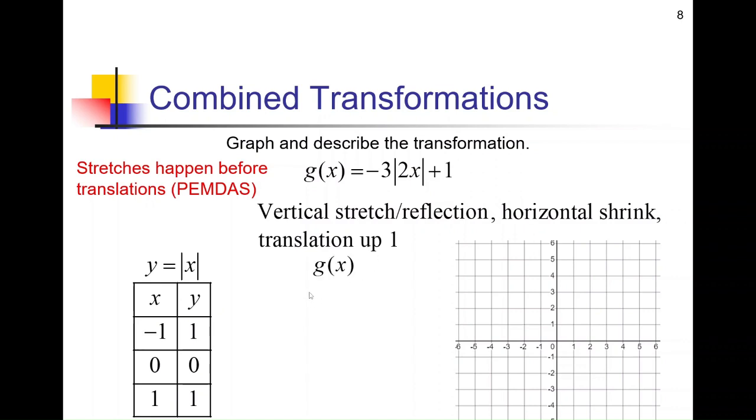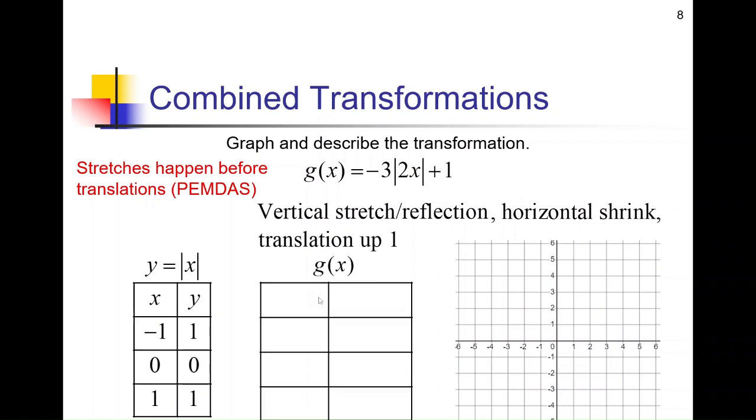So for my new table rules, for x, again, we said we're dividing by 2. That's going to be 1/2 x. For the y's, I'm going to write this as -3 times y. That has to happen first. And then I'm going to add 1 to that result. So again, multiplying before addition. So plugging all this stuff in now, we've got 1/2 times these x values. That's -1/2. 0 is still 0, and +1/2.